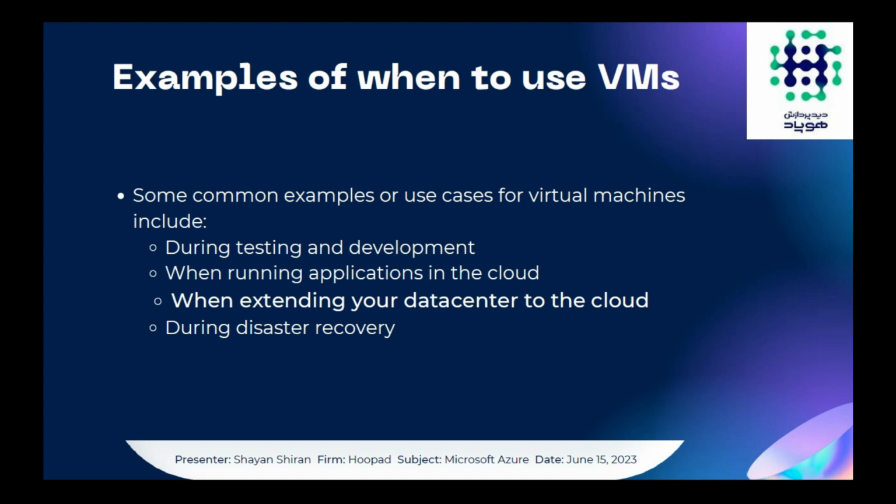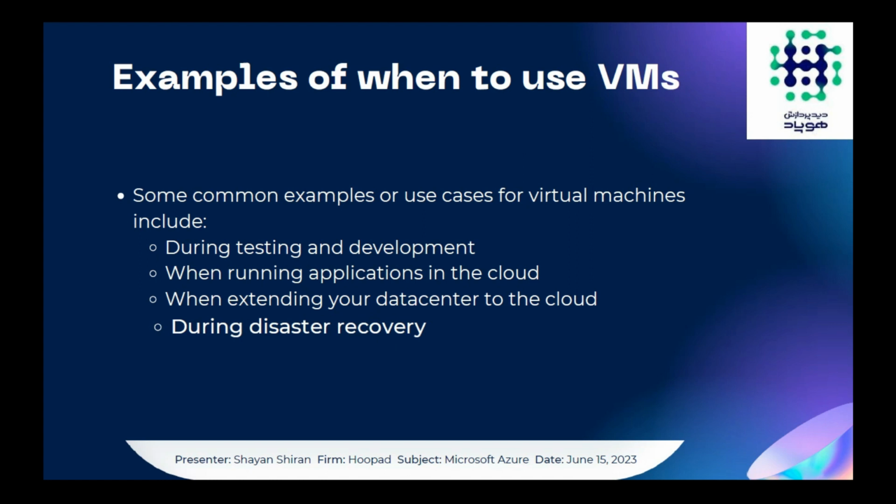Another thing during disaster recovery that I have mentioned is how it happens. Again, we can have multiple VMs running, for example, in another region pair that I mentioned. If a region is totally out of service, we can use VMs in another region, since regions are in pairs. We can use them in our disaster recovery.